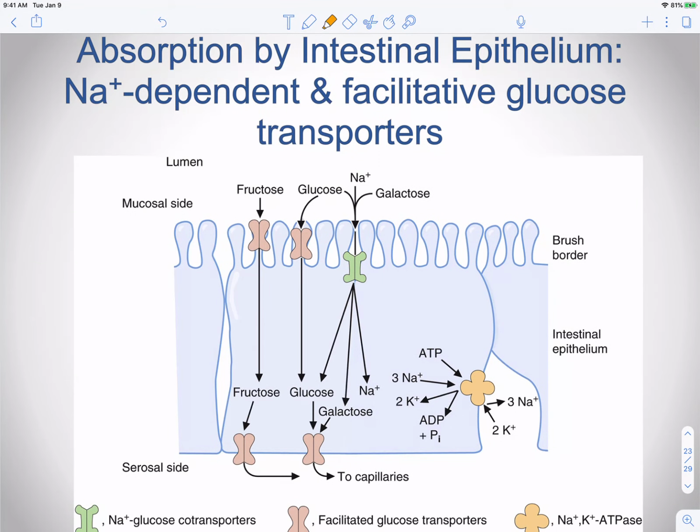We've talked about absorption, so we have our facilitative glucose transporters. So we have our GLUT5. So here's GLUT5 and GLUT5. Both glucose and fructose can use them. We also have GLUT2 on the serosal side. So these are our GLUT2 receptors. Galactose and glucose can use the sodium co-transporter.